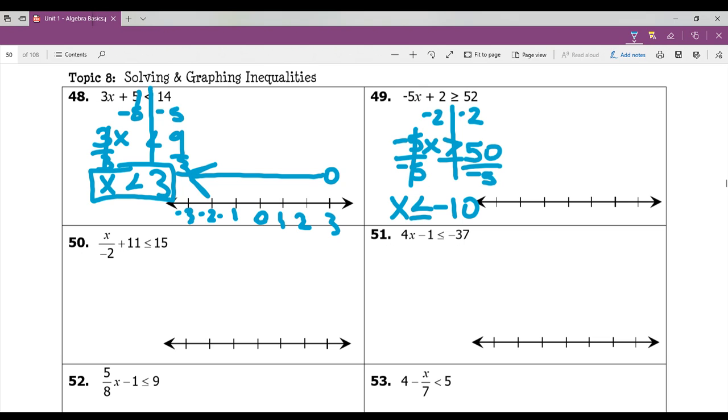Now, if you want to, as far as putting your numbers on here, you can just make sure you have negative 10 somewhere. Like you could put it in the middle. And then negative 9, negative 8, negative 7, negative 11, negative 12, negative 13. Because this is equal to, we would put a closed circle, and then we're going to go that way.